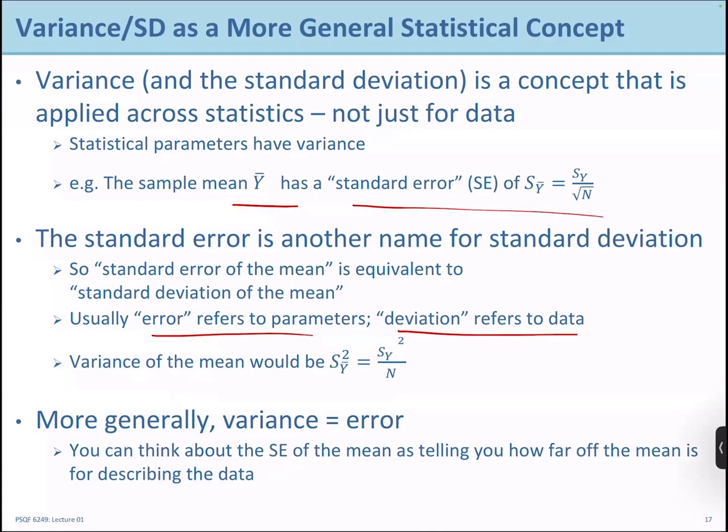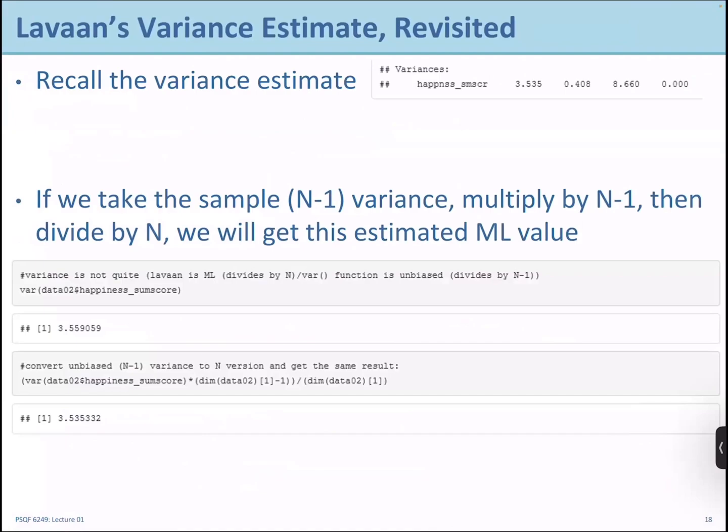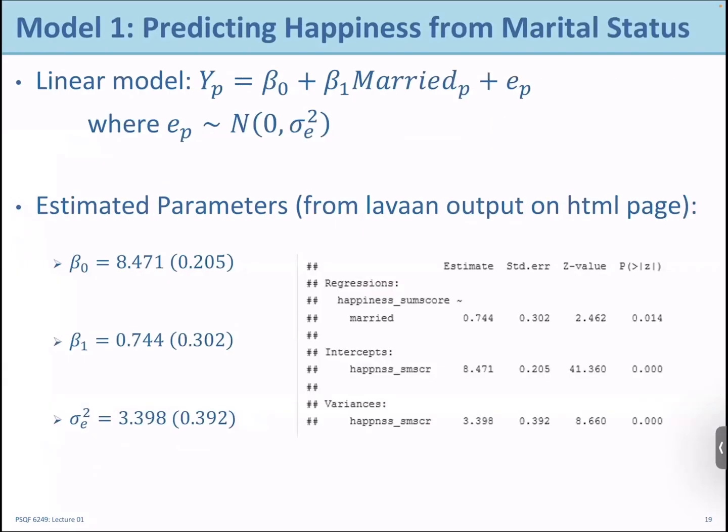Okay. So that lavaan variance estimate, 3.35, we could always convert that back to unbiased as well. Right there. Yeah, same. Okay. So now let's go and predict happiness with the marital status indicator, shall we?